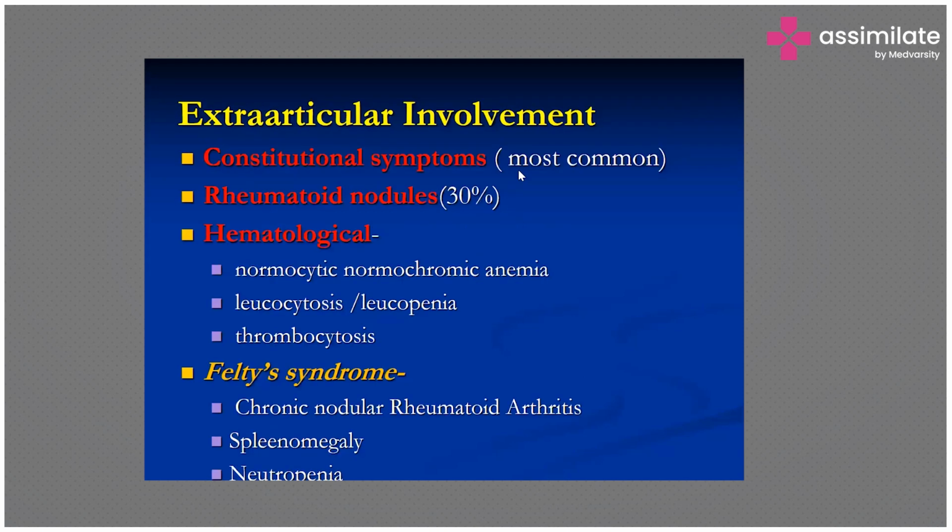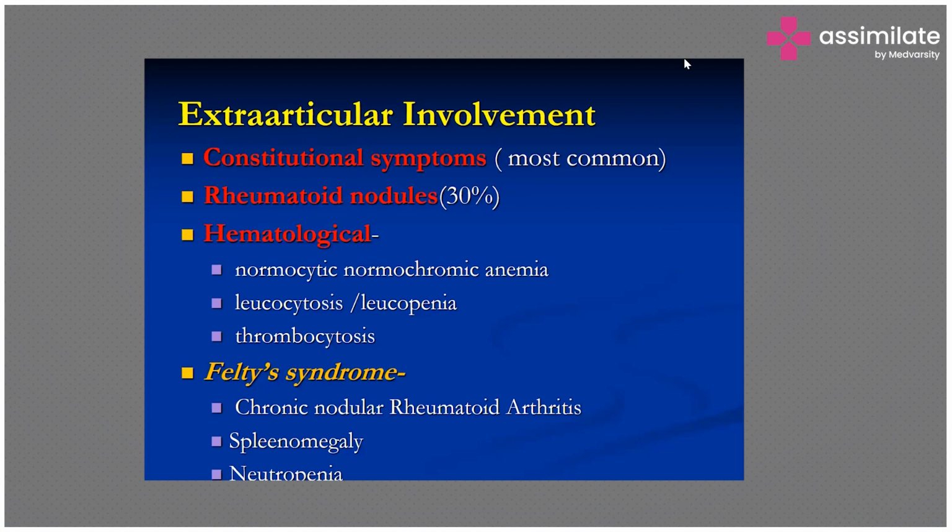extra-articular, constitutional symptoms are the most common. Nodules, you should stick in your mind the rheumatoid nodule. For exam point of view, hematological findings are normocytic normochromic anemia, leukocytosis or leukopenia. There can be thrombocytosis also. But Felty's syndrome, for exam point of view, you should always remember. Three points, you have to just swallow it. There's no other option. You have to always remember.